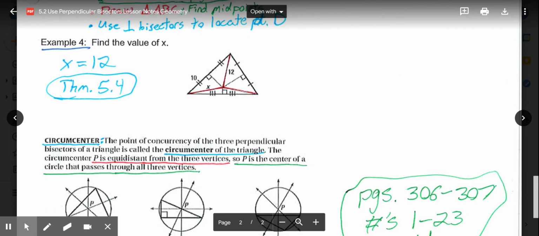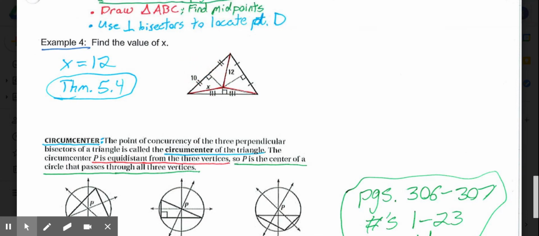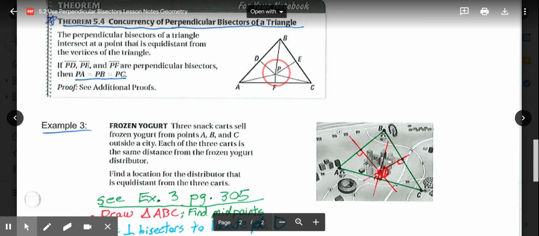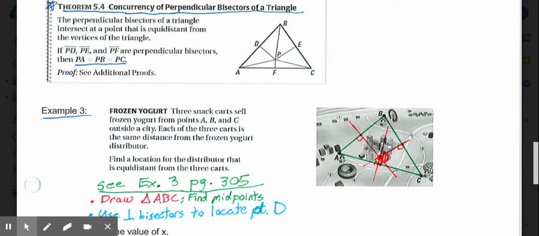And then we can go down to example 4, which says find the value of x. Well, what we know here is this side, this is the perpendicular bisector. On this side, this is the perpendicular bisector. And on this side, there's one right here. So if I know those 3 all meet at this point, and the distance here is 12, that means the distance along this line and this red line also must be 12. So x equals 12. And that's based on our theorem right here, that that point where they meet is the same distance from each vertex.